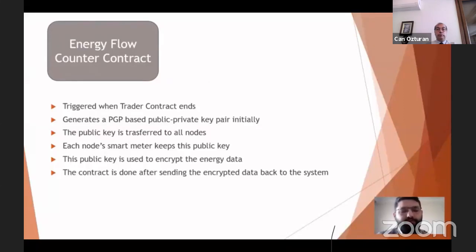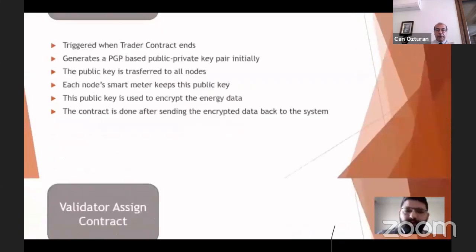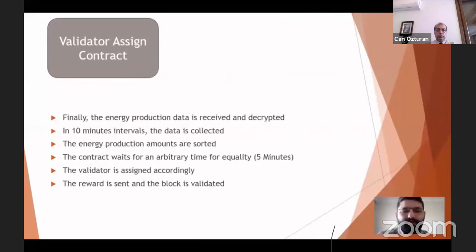This way, the privacy of the personal data about your energy consumption, and the hours and amounts of energy you are producing and consuming, is privately held within the system. Then this contract is completed when the energy data is sent to the last contract, where a validator is assigned. Here, the contract has a 10-minute timer to wait for a competitive time. The energy production amounts are then decrypted here with the private key of the previous contract.